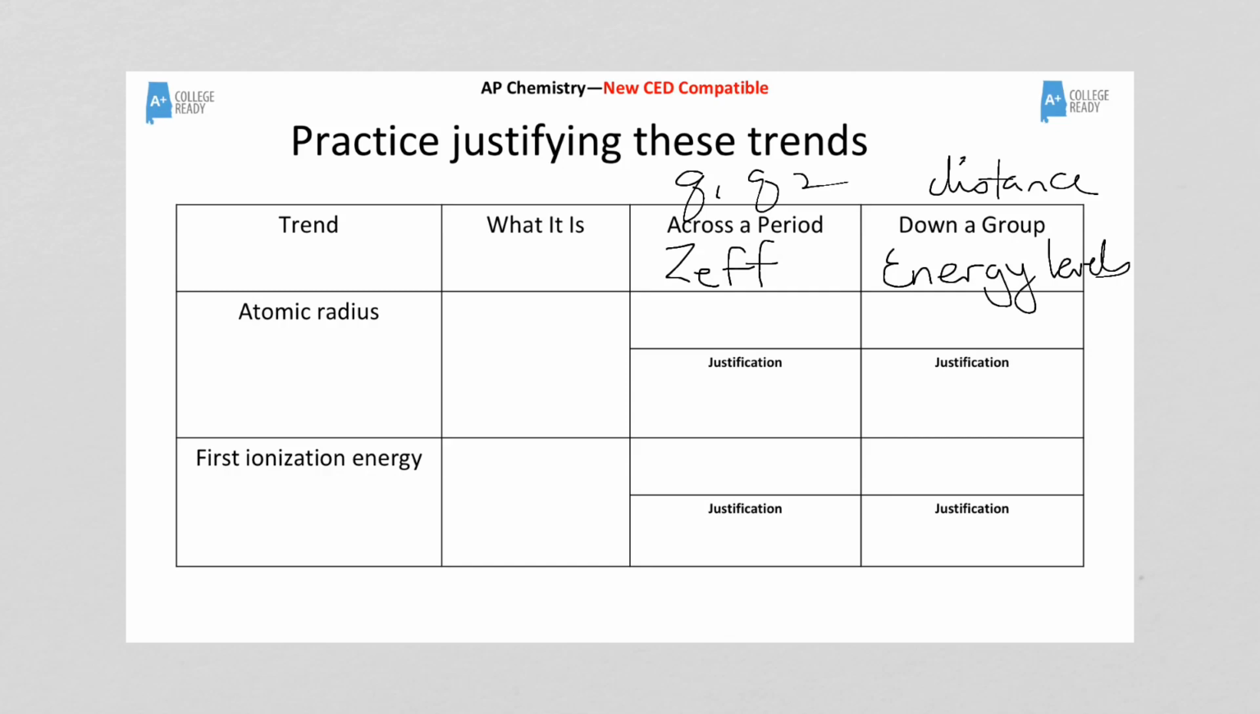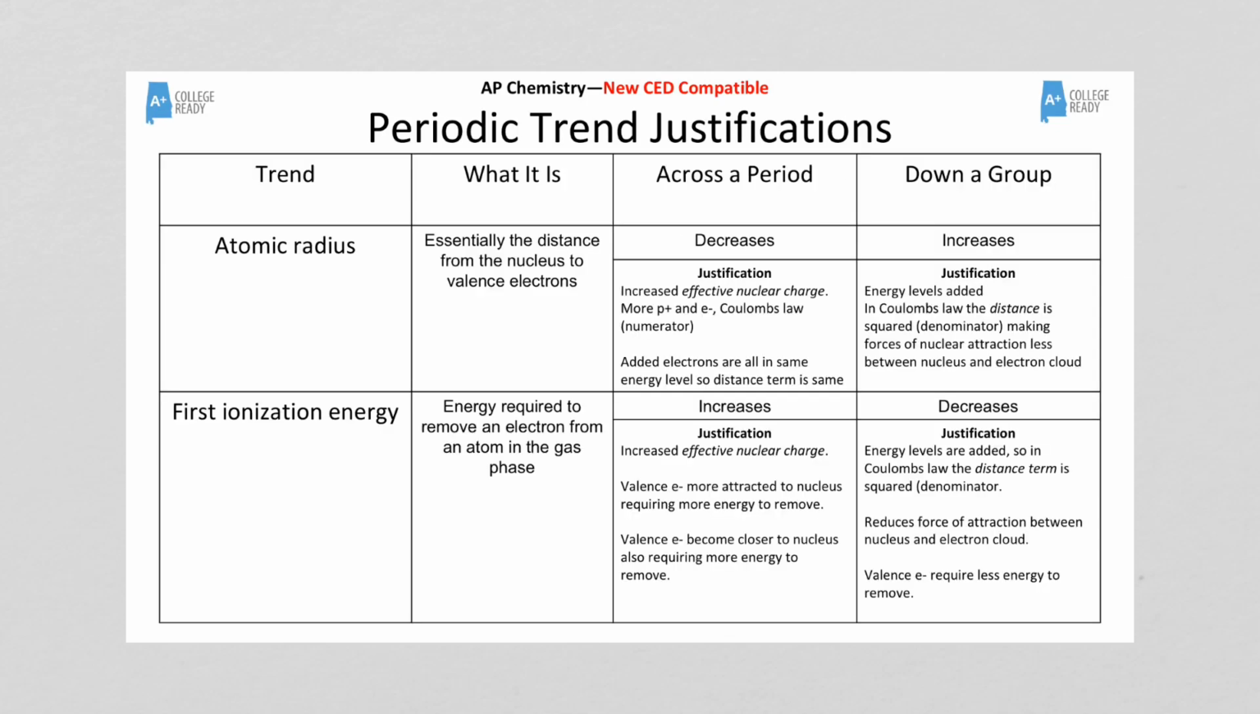If we look at this, notice these are just the definitions. Notice as we go across a period, the size of the atom decreases. Why? Think about what's happening. Each new element has one more proton. That means an increase in effective nuclear charge. The more protons, the greater attraction for the electrons in that energy level. So the size is getting smaller.